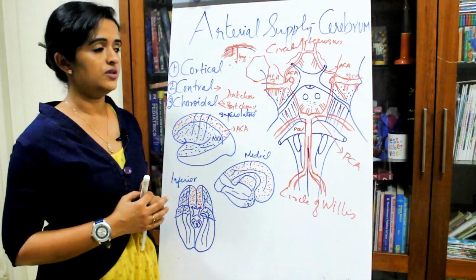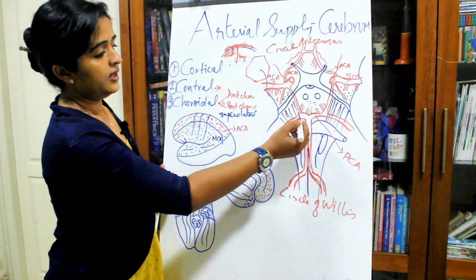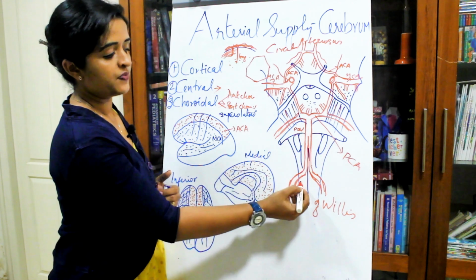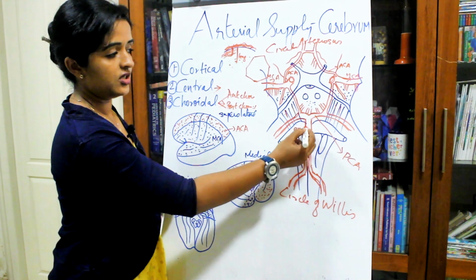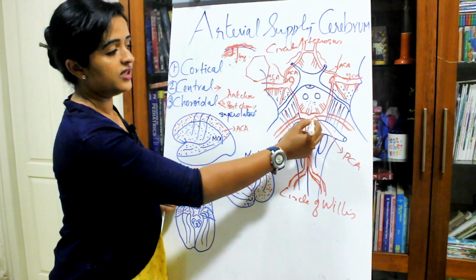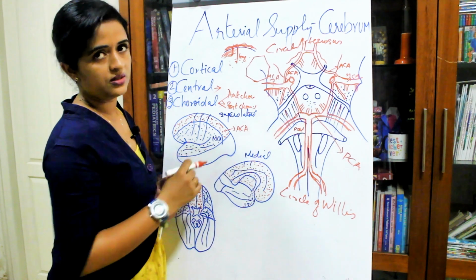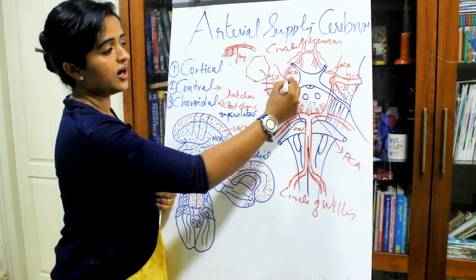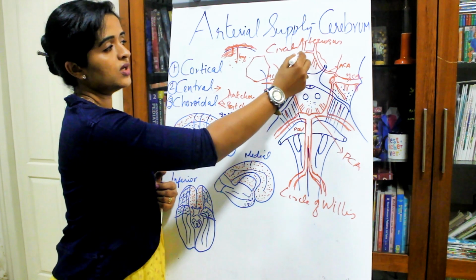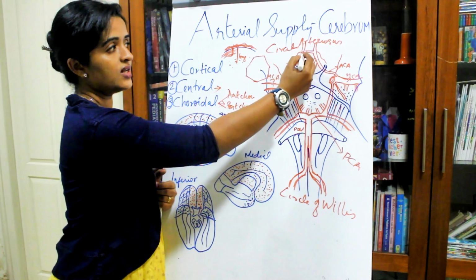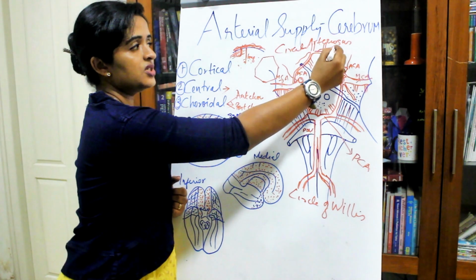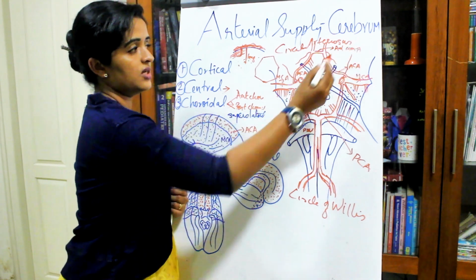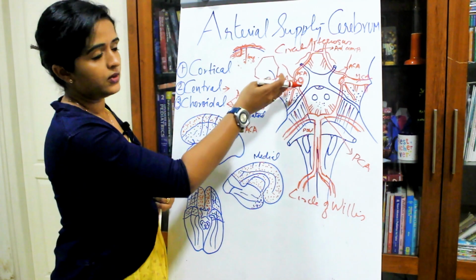So let's see how the circle of Willis is formed. In the posterior aspect, the two vertebral arteries join together to form the basilar artery, which further divides to form the posterior cerebral arteries. In the anterior aspect, you have the internal carotid artery, which gives rise to the anterior cerebral artery, and the two anterior cerebral arteries are connected by the anterior communicating artery. So we have two systems.